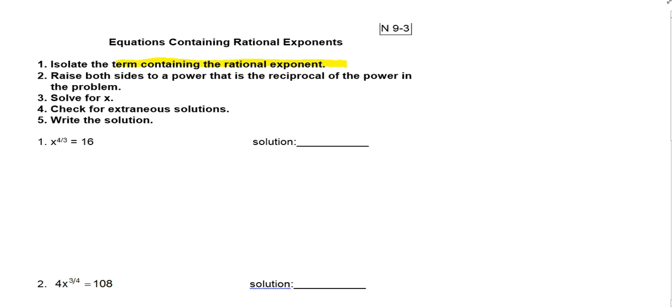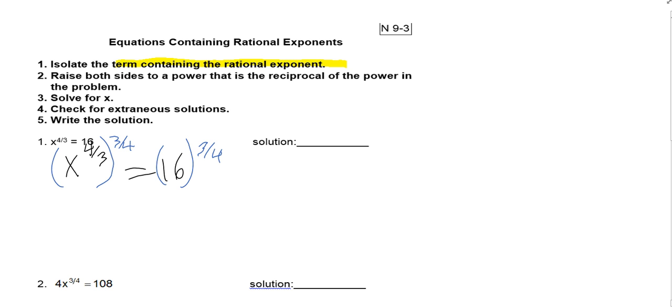So let's just take a look at the first problem. Number 1 has x raised to the 4/3 power. So let me rewrite this down here. We have x to the 4/3 power equals 16. And notice that this is already written as a rational exponent, 4/3. So to get rid of that, we're going to multiply by the reciprocal exponent. That would be the 3/4 power. And we're going to do the same to both sides. So we're going to raise 16 to the 3/4 power.